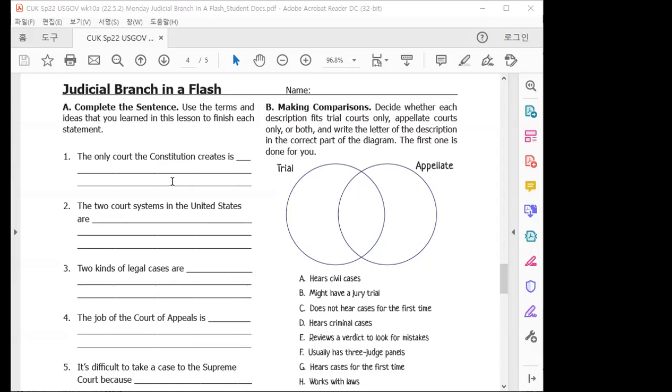Number two, the two court systems in the United States are. What is your answer, Chojin? State intermediate, state and what? State intermediate courts. The state and federal court systems. State and federal. State and federal.